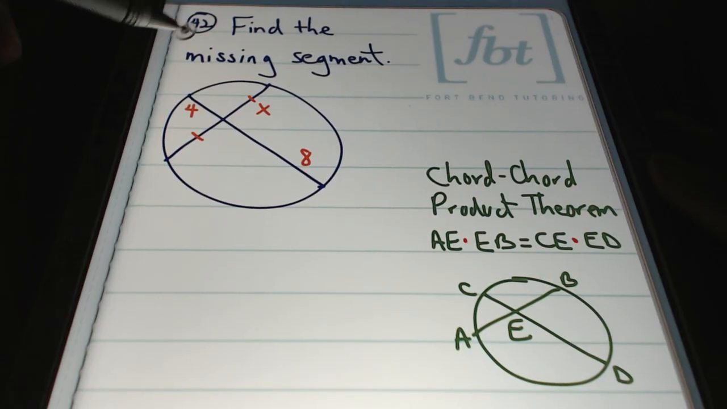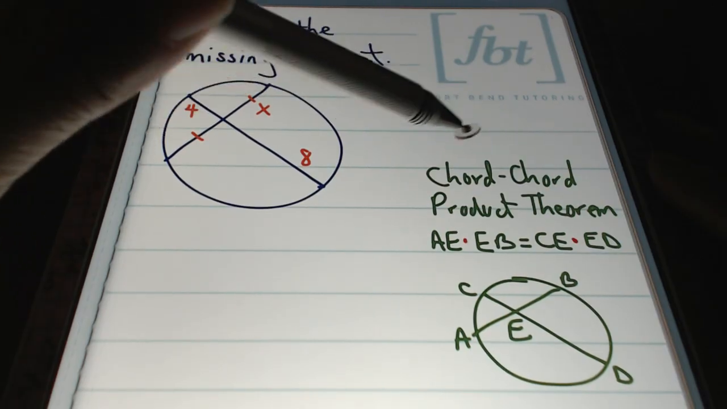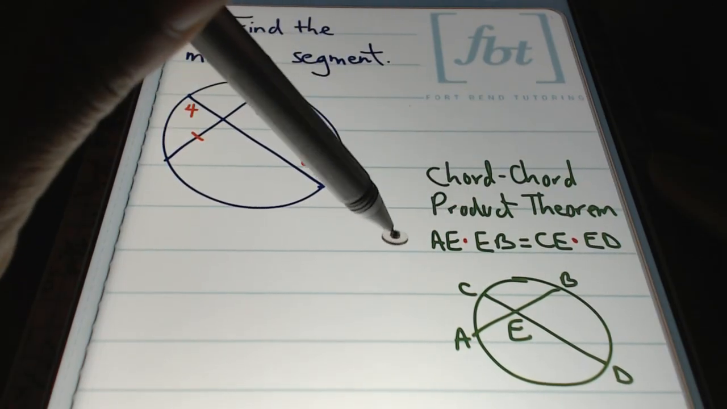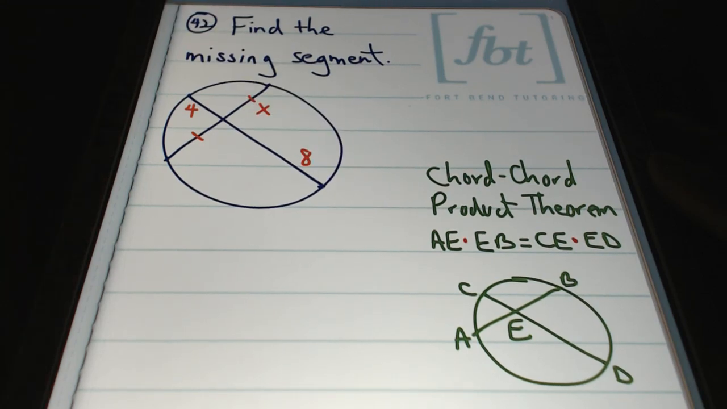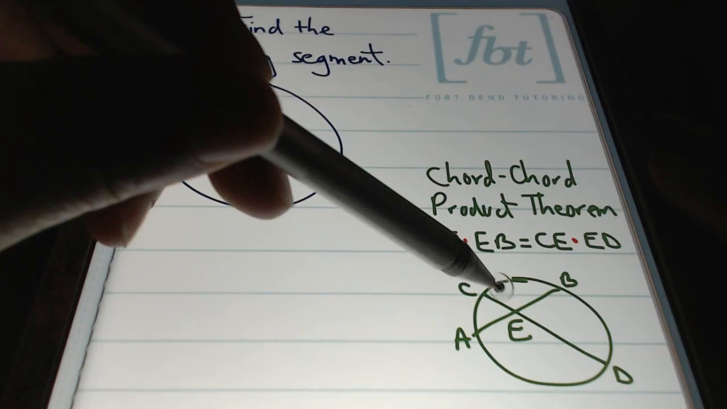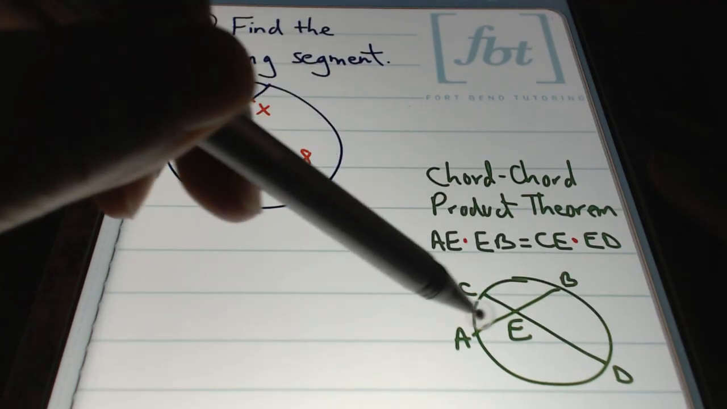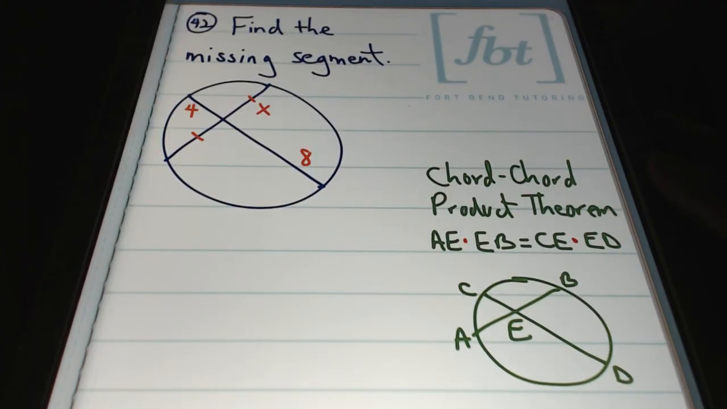Notice that we have these intersecting line segments within the circle. There is something called the chord-chord product theorem. It's right here. I made myself some notes in case I messed up. The product of each of the pieces of these line segments, if they are multiplied together, must be equivalent to the other product from the other line segments.